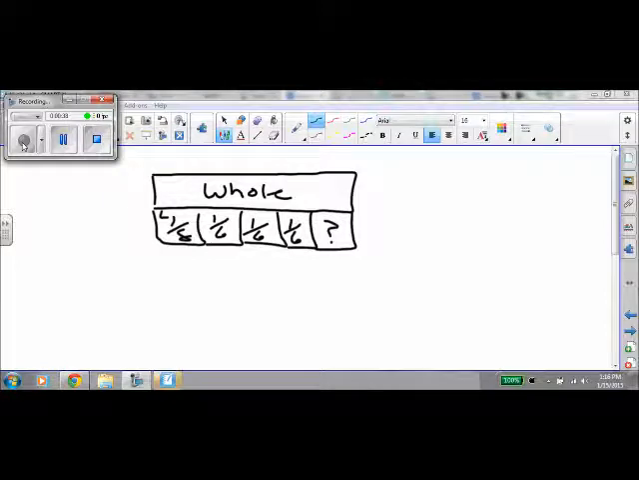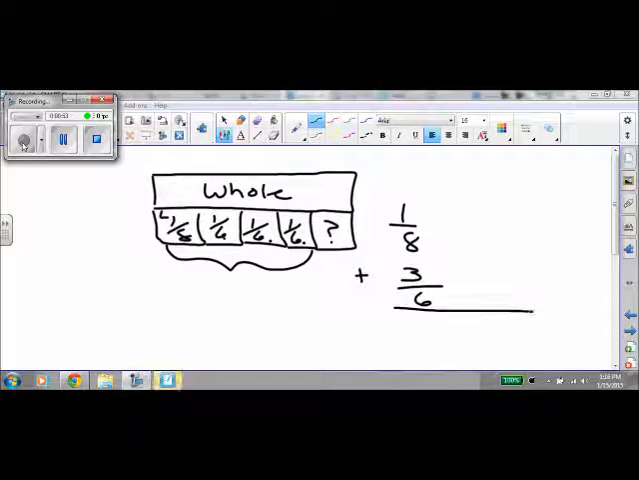All right, so the first thing I have to figure out is how much did she eat and give out? So I know that she ate 1/8. And I noticed 1/6 plus 1/6 plus 1/6 equals 3/6. So 1/8 plus 3/6. Let's see, the common denominator is going to be 24. So this common denominator.